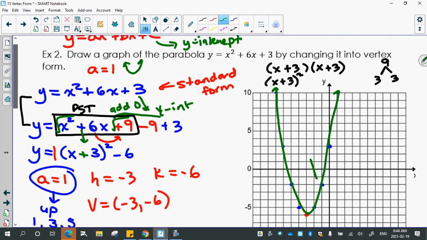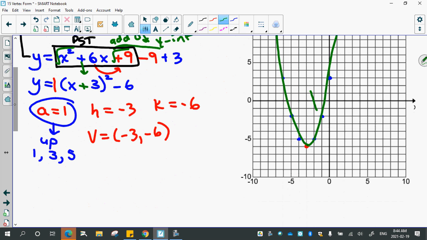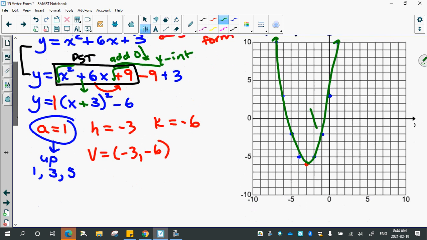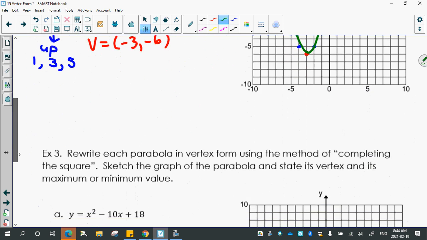So draw a graph of the parabola by changing it. Okay, we did that then. There's my first example. All right, our next one.